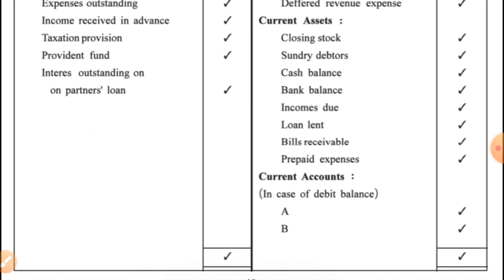So students, today we have cleared all the specimens of final accounts of a partnership firm. In the next video lecture, I'll be explaining the adjustments related to final accounts of a partnership firm.